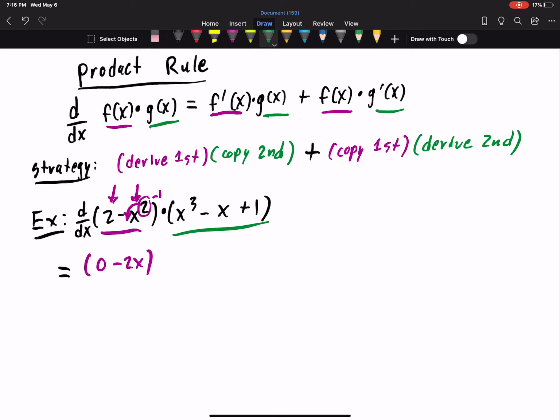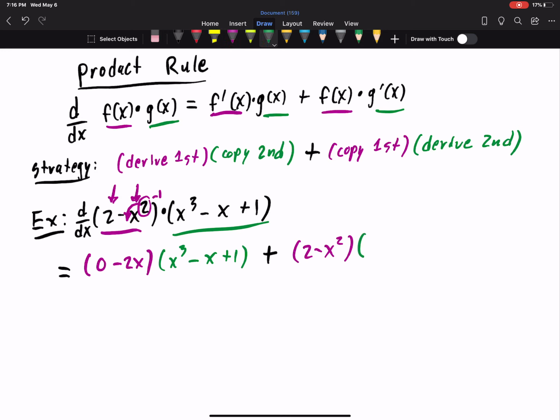Copy the second. Just literally copy paste. Nothing changes. Plus, copy the first. Nothing changes. All right, then derive the second.